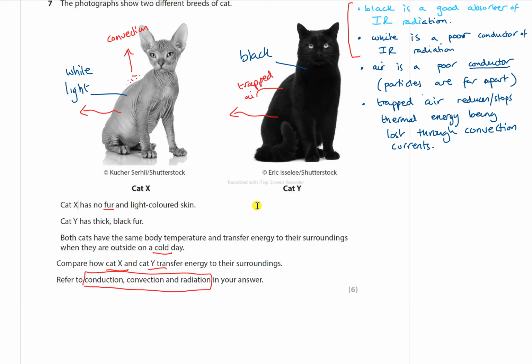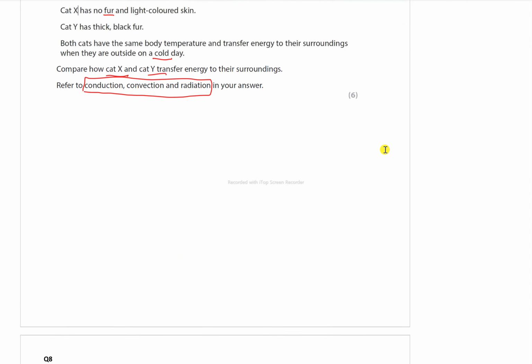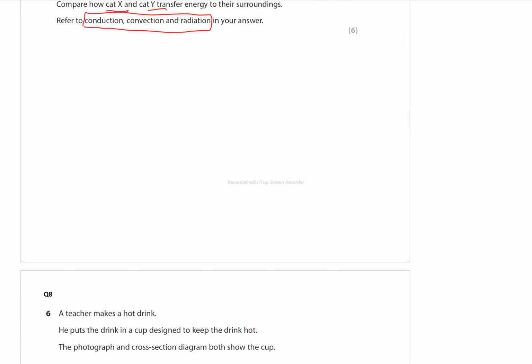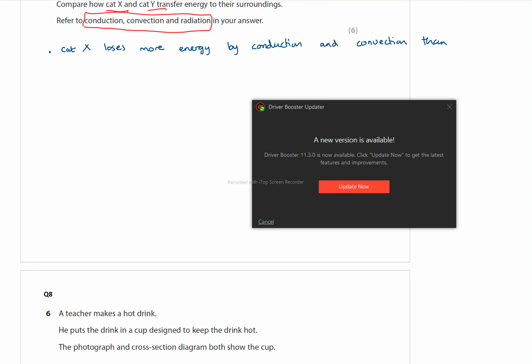Right, okay, so we need to somehow write all that down. And this is where this trapped air is going to come in. Let's run with that. So we're going to say cat X loses more energy by conduction and convection than cat Y.